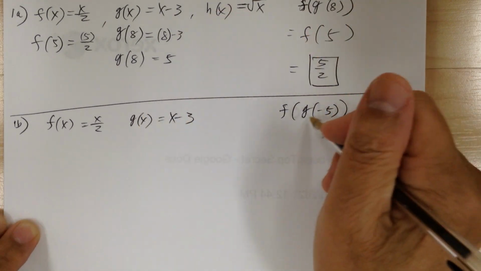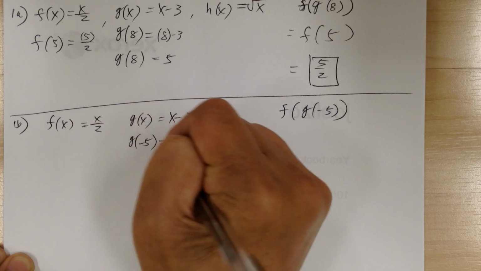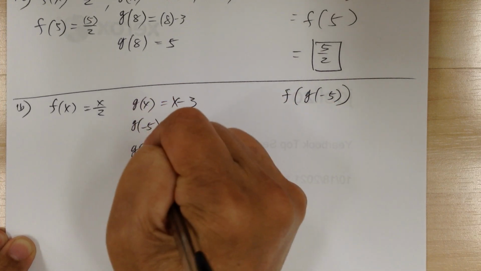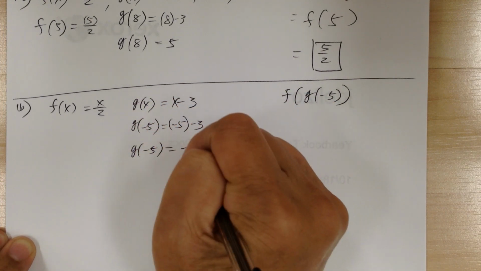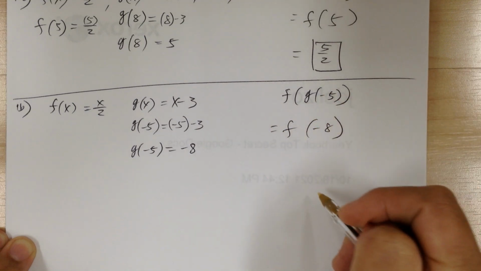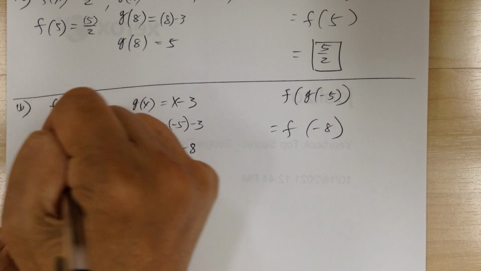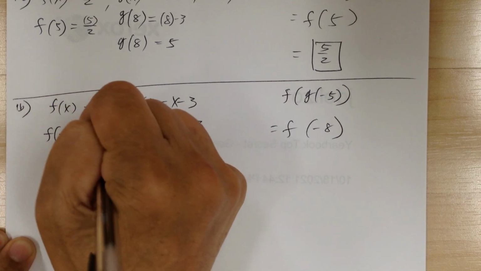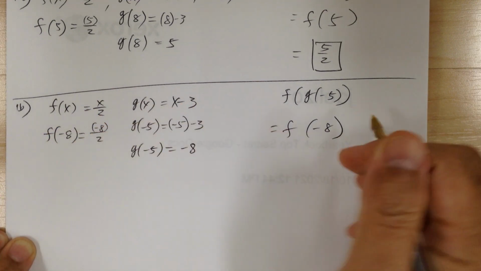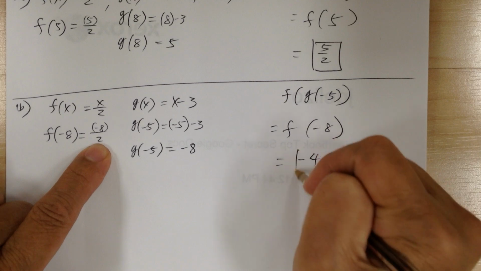Let's look for g of negative 5. Substitute, putting it in parentheses. So g of negative 5 equals negative 8. This becomes f of negative 8. To find f of negative 8, you come over here. So f of negative 8 equals negative 8 over 2, which equals negative 4.